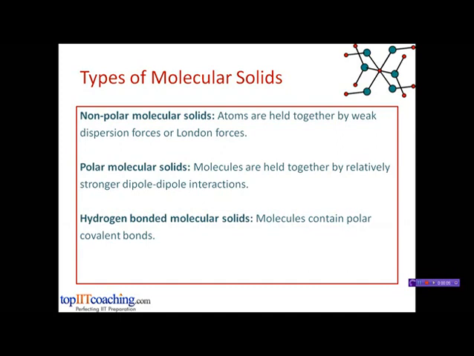Now let us see what are the various types of molecular solids. The first type are the non-polar molecular solids, in which the atoms are held together by weak dispersion forces or London forces. The second type are the polar molecular solids, in which molecules are held together by stronger forces, which are dipole-dipole interactions. And the third type of molecular solids are the hydrogen-bonded solids, in which the molecules contain polar covalent bonds. We took the example of iodine, dry ice, and ice while discussing molecular solids. So we can say iodine and carbon dioxide molecules are non-polar, whereas in ice, the water molecules form hydrogen bonds with each other.